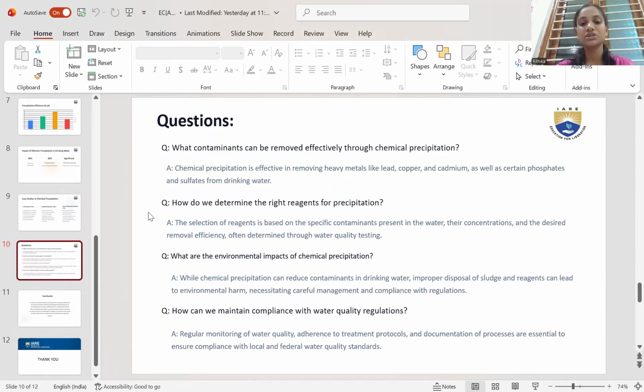While chemical precipitation can reduce contaminants in drinking water, improper disposal of sludge and reagents can lead to environmental harm, necessitating careful management and compliance with regulation. How can we maintain compliance with water quality regulation? Regular monitoring of water quality, adherence to treatment protocols, and documentation of the process are essential to ensure compliance with local and federal water quality standards.